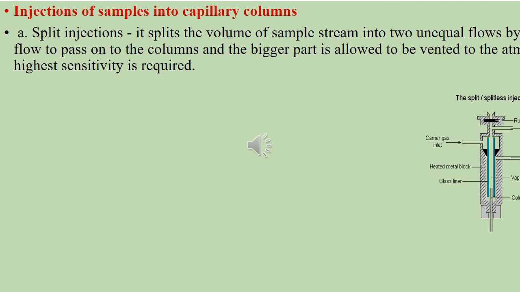Injection of sample into capillary columns. First one is the split injection. It splits the volume of sample stream into two unequal flows by means of a needle; the smaller flow passes on to the column. The bigger part is allowed to be vented to the atmosphere. This technique is used when highest sensitivity is required.